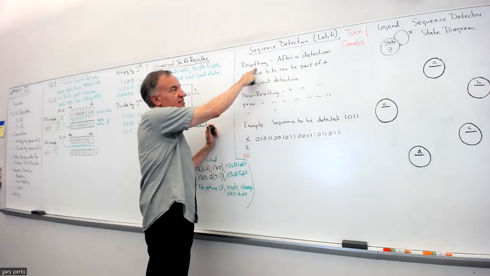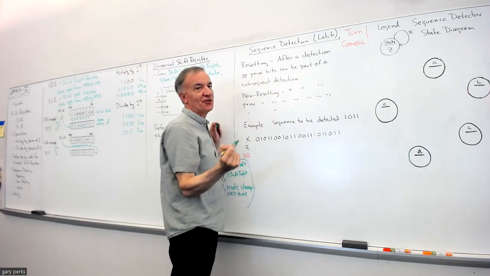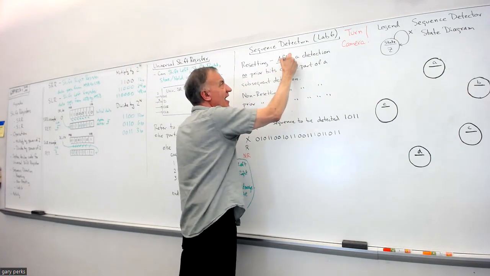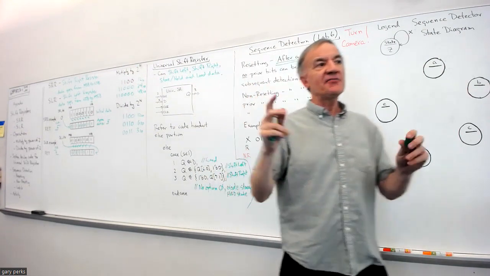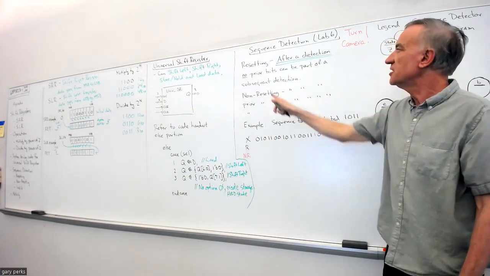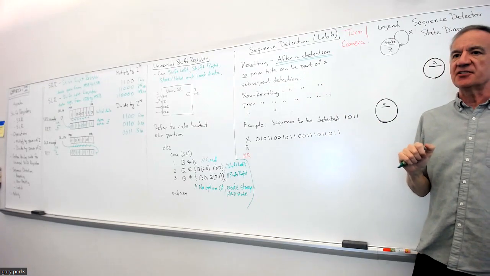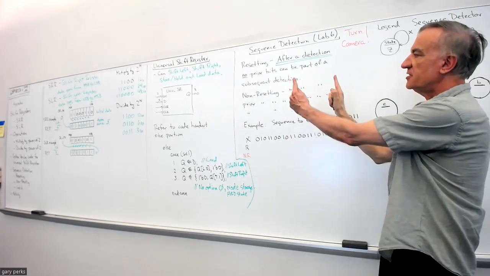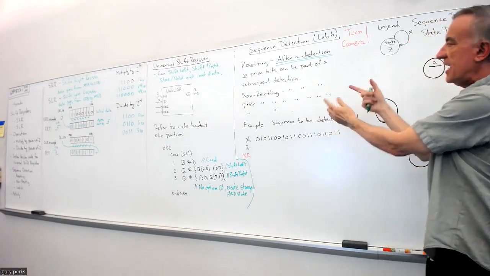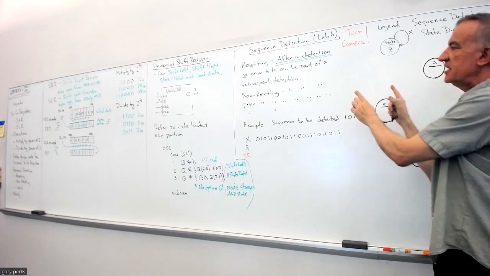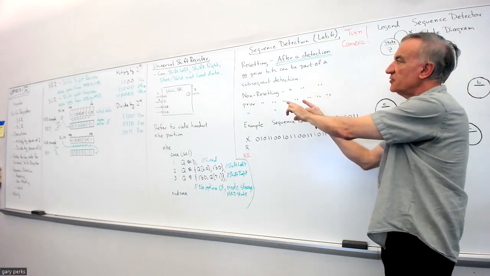If you have a resetting sequence detector, and these first 3 words are very important, okay? After a detection. Okay, so after you've detected whatever sequence you're looking for, no prior bits can be part of a subsequent detection, right? So I detect some sequence. Once I've detected that sequence, any subsequent sequence cannot contain any prior bits. Okay, that's what resetting means here.